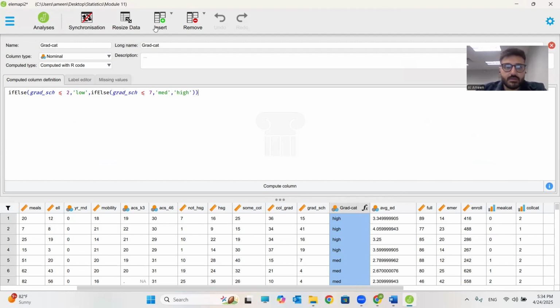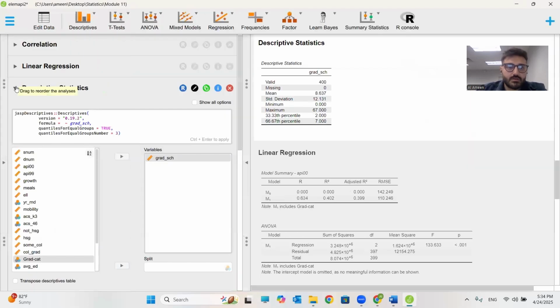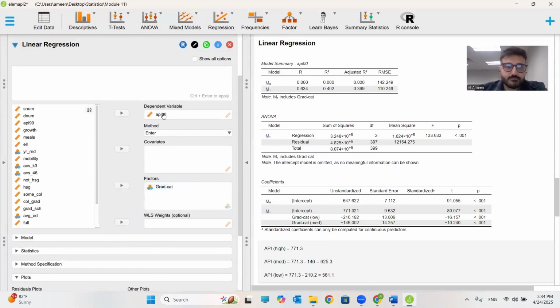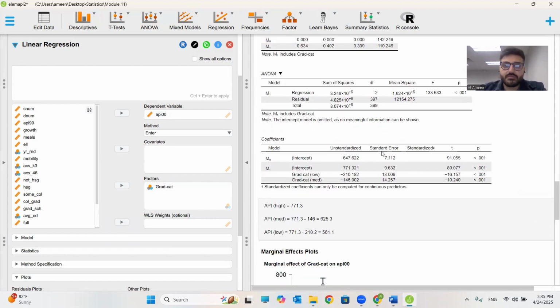Now that I have my data ready, I go back to analyses and run another linear regression with my API as a dependent variable. This time I'm using grad category as a factor because it's categorical data. It's not continuous data, so I'm not going to use it under covariance. And looking here again, we see that it's highly correlated with an R value of 0.63, R squared 0.4, and the P value is very low, meaning we can also reject the null hypothesis.